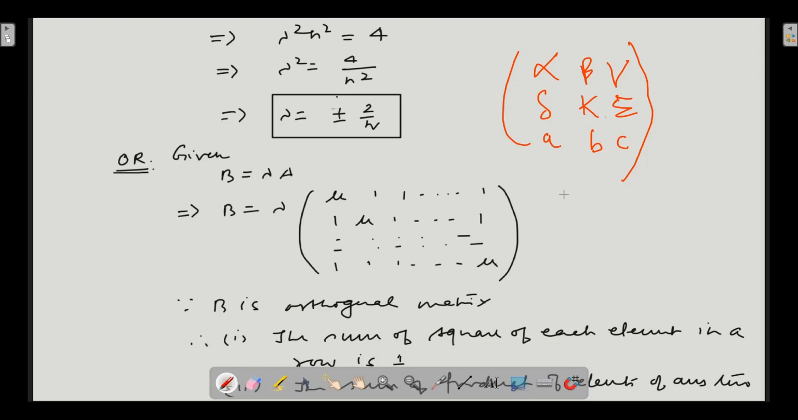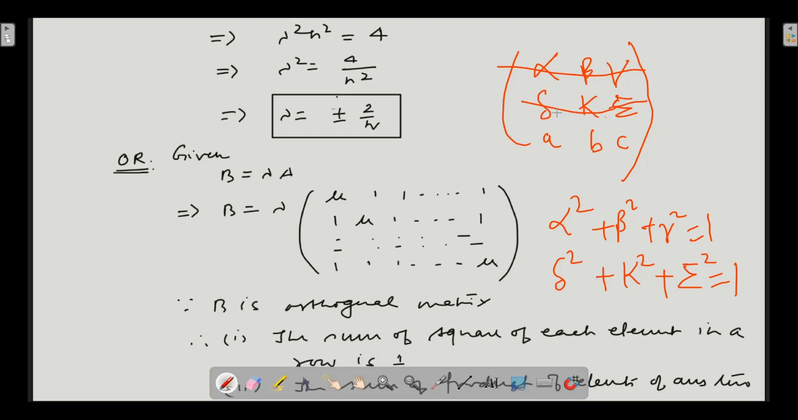Then if it is orthogonal, what is the condition satisfied? The sum of the square of each element in a row is equal to 1. So alpha square plus beta square plus gamma square will be equal to 1. Okay, so this first row covered. Then what about the second row? Delta square plus kappa square, okay, plus sigma square, that will also be equal to 1. Okay, so second row covered. And similarly the third row, what will it be equal to? A square plus B square plus C square, that will also be equal to 1. Okay, this is the third row covered.